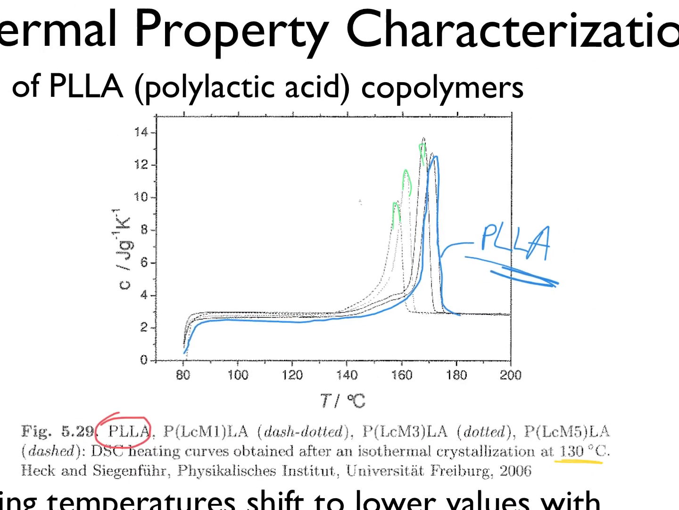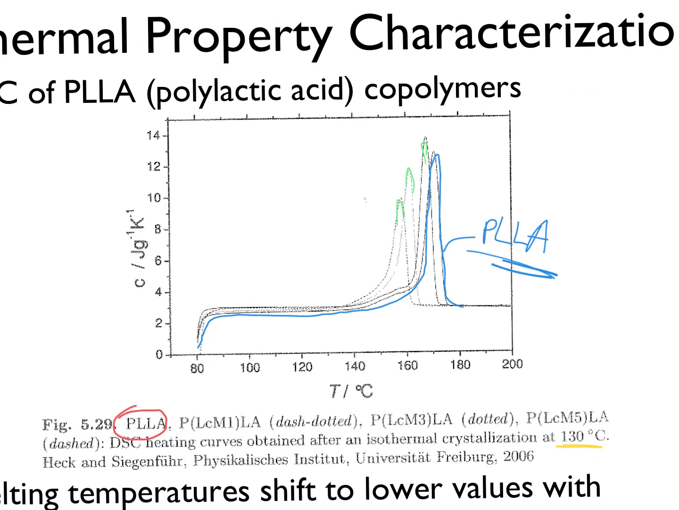What experiment is before the DSC usually? This furnace treatment, this isothermal crystallization. All right, so we isothermally crystallize at 130, we cool it off to room temperature, we then take it out and carry it over to our DSC and get this data inside the DSC.